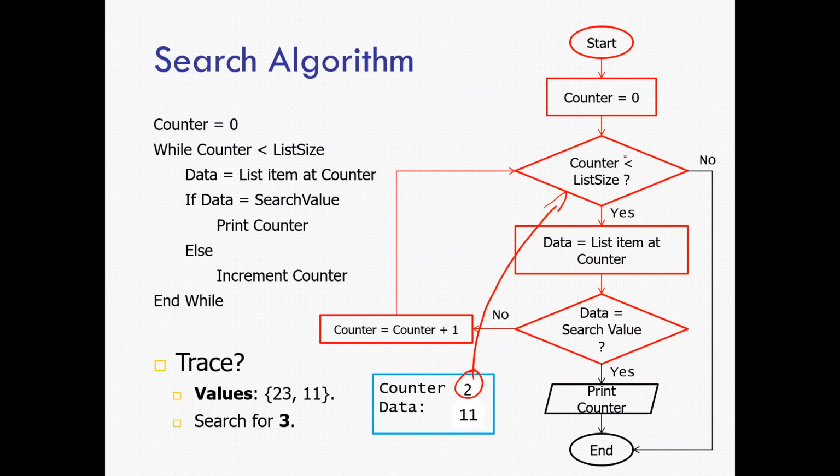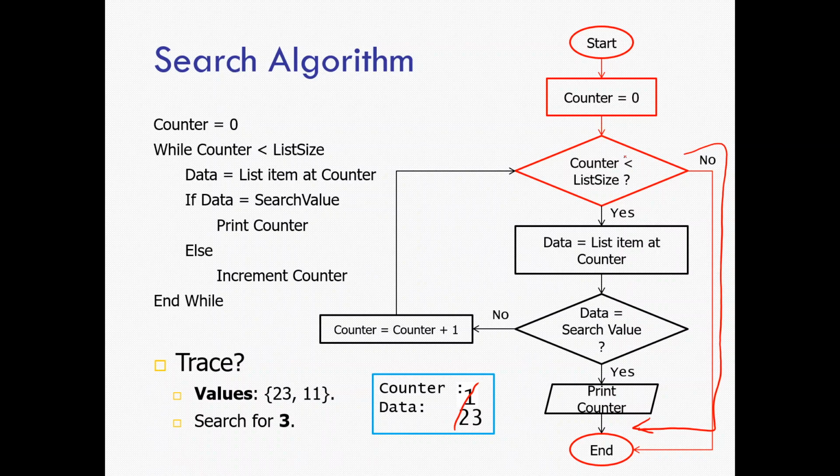The counter is now equal to 2, which is equal to the size of my list, size length 2, and I follow this path to get to the end. I didn't find what I was looking for. You can try different scenarios as well, which is the important part.